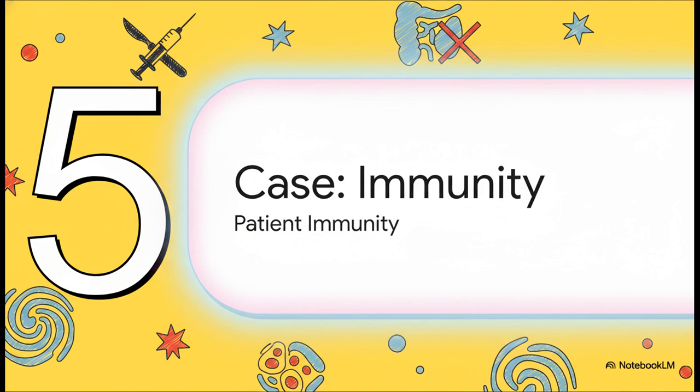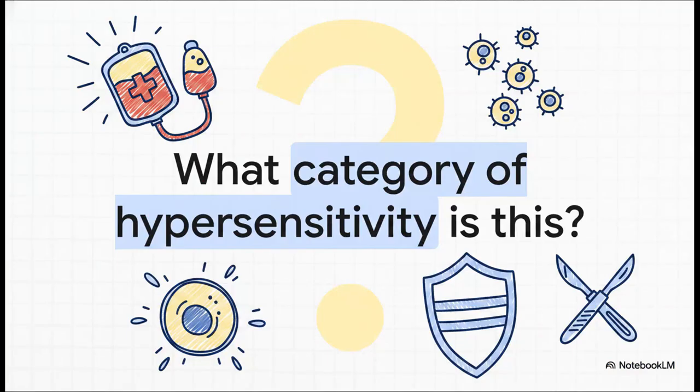And finally, Section 5, Clinical Case: Patient Immunity. Let's see how well you've grasped this third line of defense, especially when things go wrong and it turns against the patient. Here's a high-stakes, life-threatening surgical complication to really test your clinical reasoning. Imagine you're in a procedure. Your patient receives mismatched donor blood, and they suddenly suffer a massive systemic reaction. What specific category of hypersensitivity is this? And what is the absolute first step the surgical team must take?